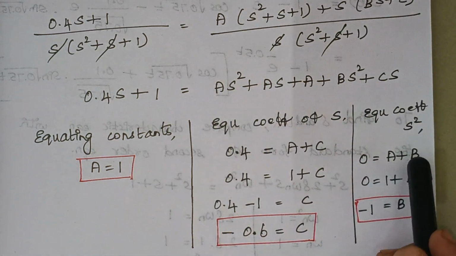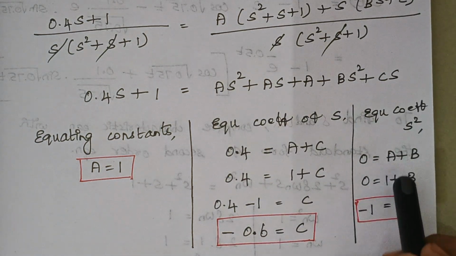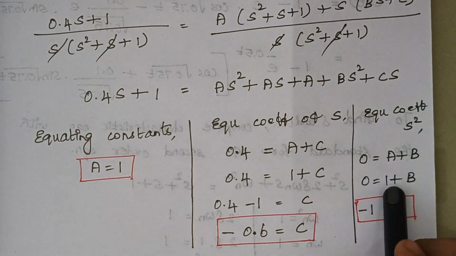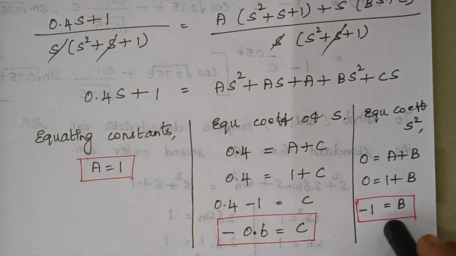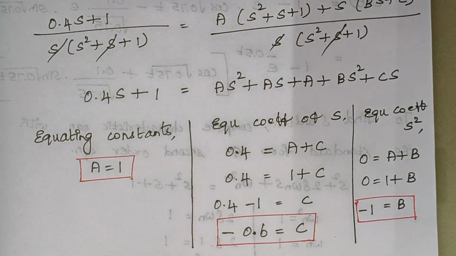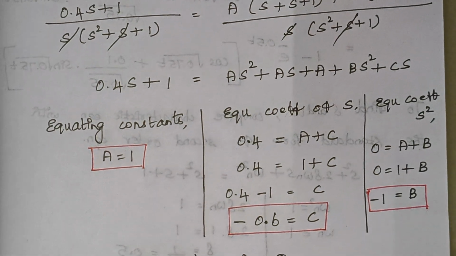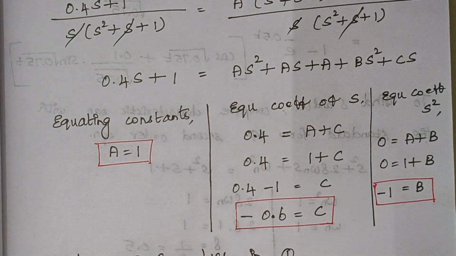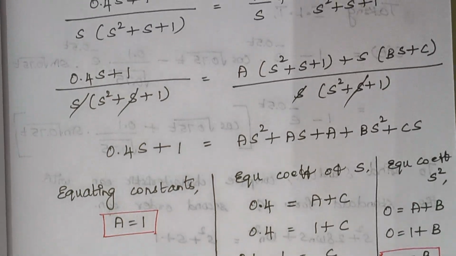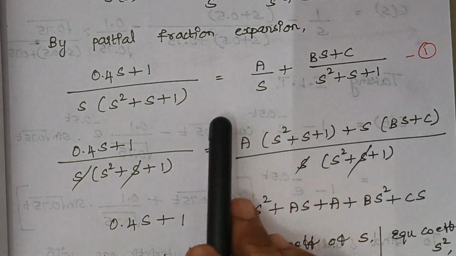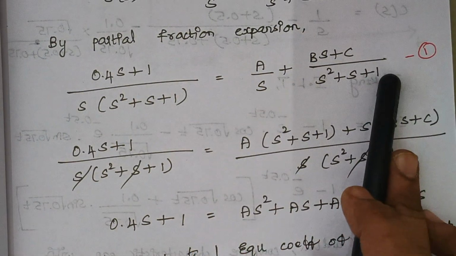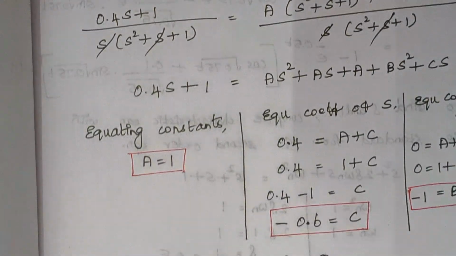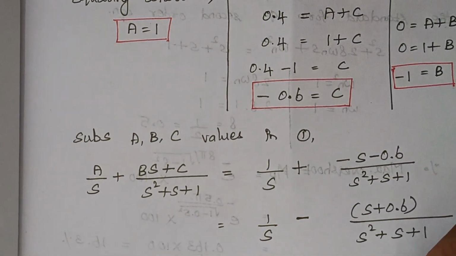So 0 equals a plus b, and the value of a we already know. So when you substitute here, the value of b is equal to minus 1. Now the next step is we are going to substitute the values of a, b and c in our equation number 1. Okay, this is our equation number 1.